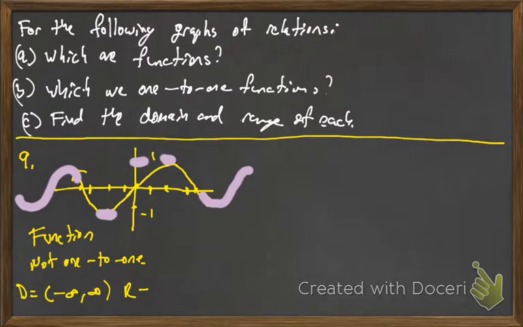So how we say that it actually touches -1 and 1 is put a little bracket. So the lowest it gets is -1, and the highest it gets is +1. Okay, now let's look at another one.